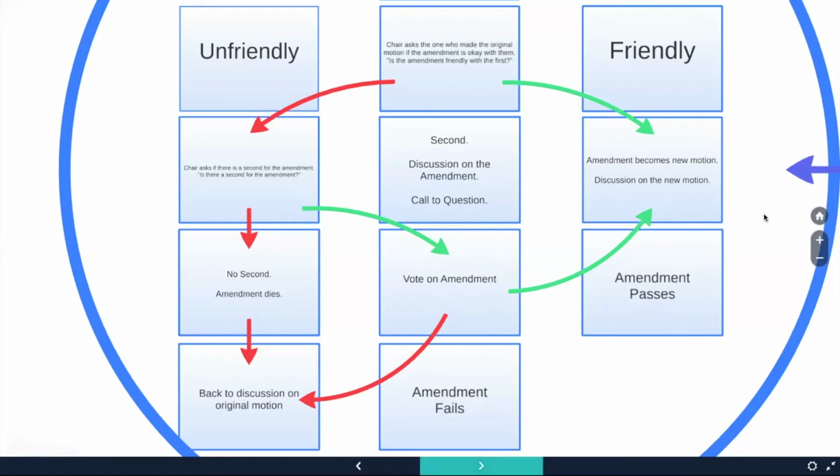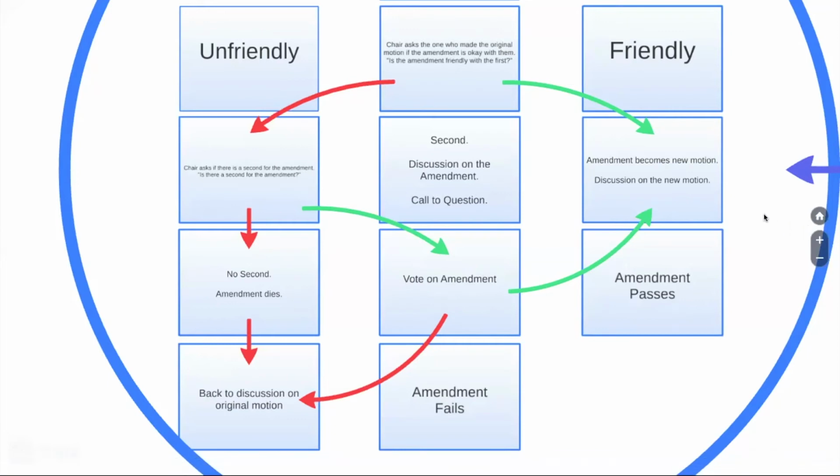If the amendment is not friendly with the first and there is no second, the amendment dies and you go back into discussion on the original motion. The amendment fails. This is essentially because the chair has determined that there is no consensus, no additional support, so to speak, for this amendment. So you will go back into discussion on the original motion as it is.